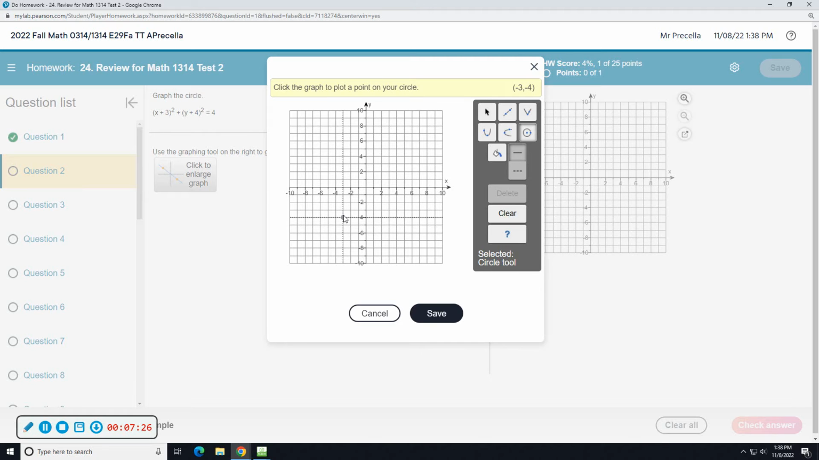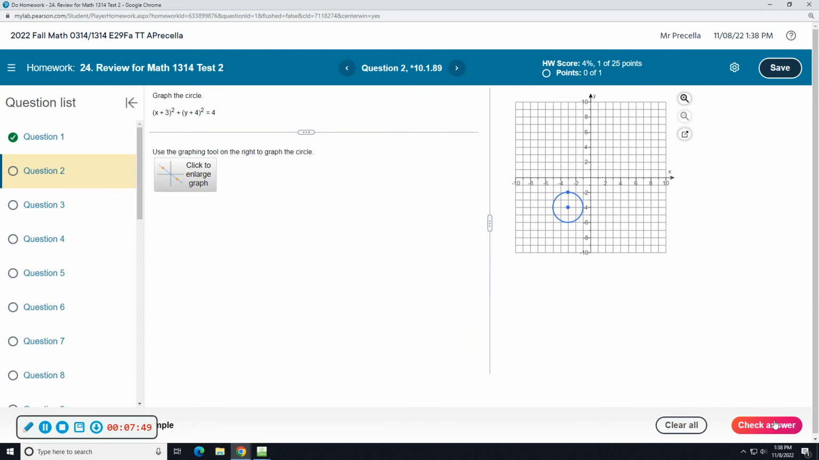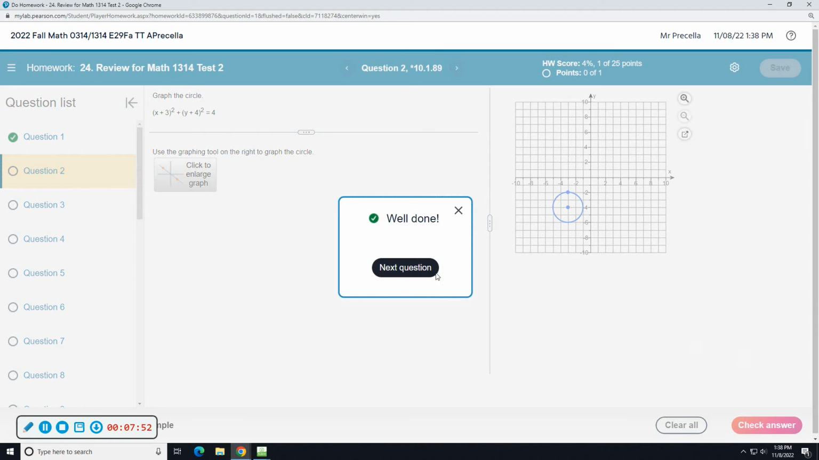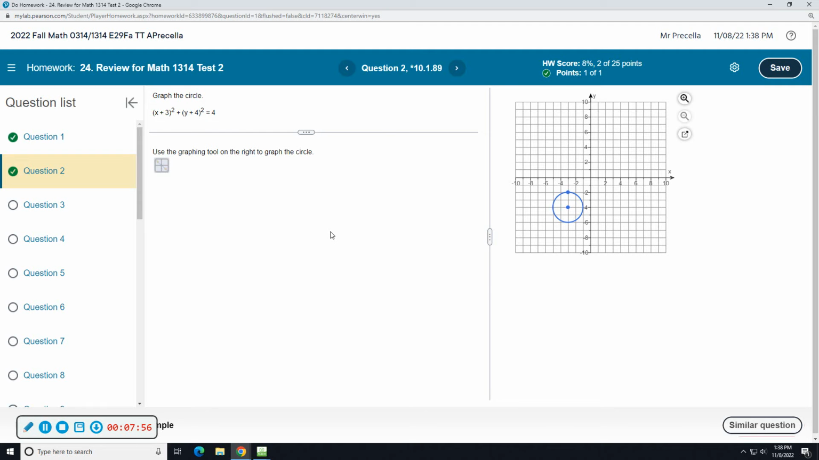And then what was the radius? 2 units. Well, let's move up 2. 1, 2. We started at negative 3, negative 4, and we moved up 2 units. We could just as easily have moved 2 units to the right, left, up, or down. It would have gotten the same picture. You save it. Check answer. And we're done with that.